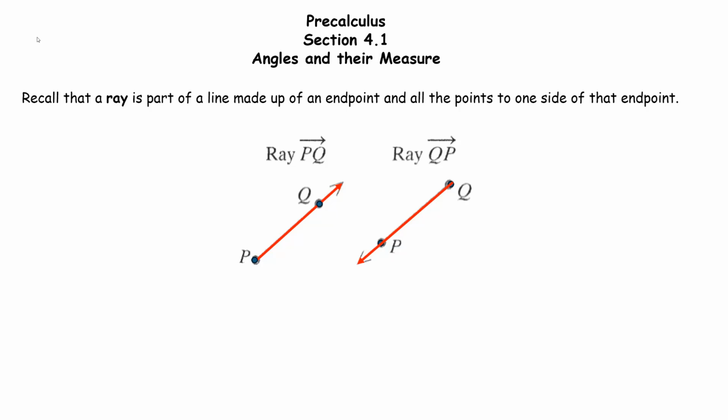And when we name a ray, we always start with the end point and name another point on the ray second. So you could write this ray on the left could be ray PQ. You start with the end point, and then the ray on the right we could call ray QP.